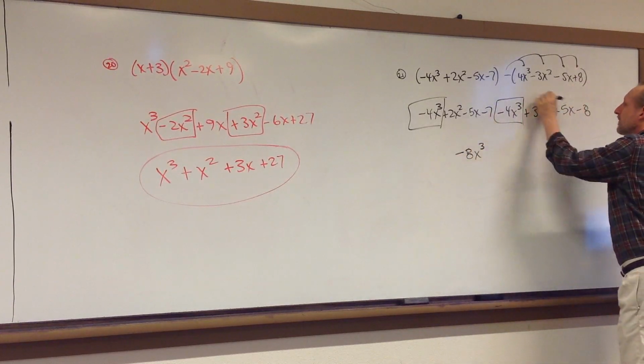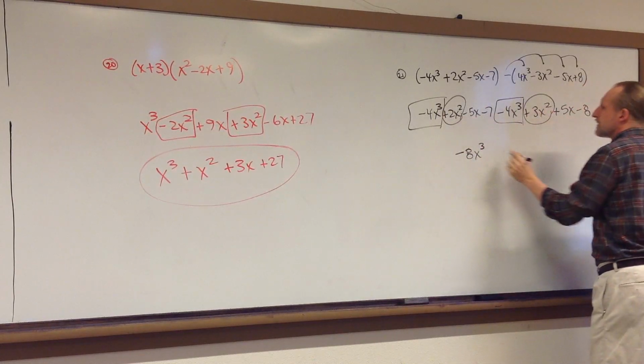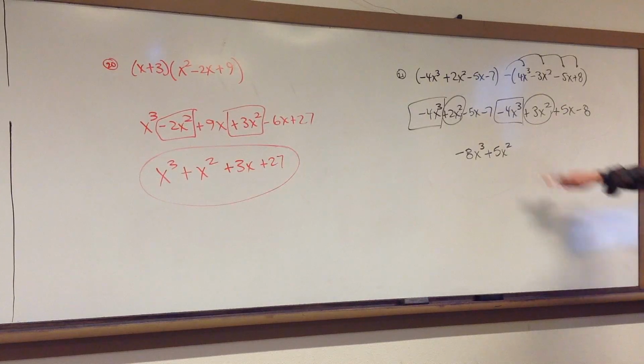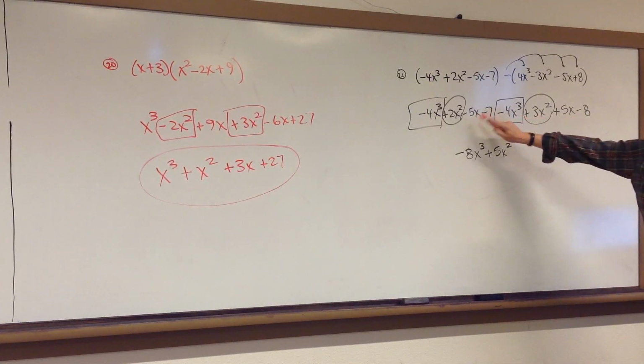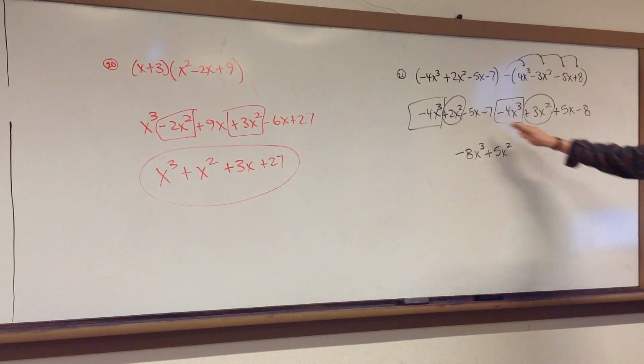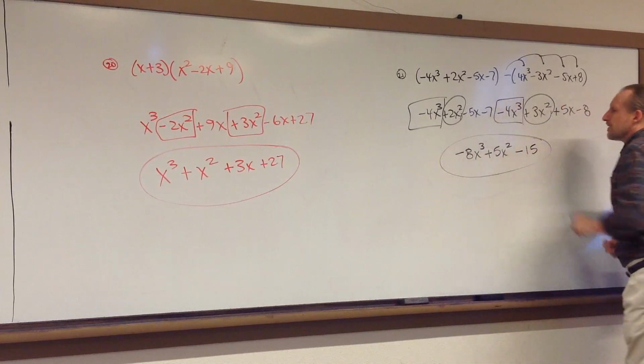Then we've got the squareds, positive 2x squared and positive 3x squared makes positive 5x squared. Now the x's cancel each other out. We've got negative 5x and positive 5x. That makes 0 x's. And then negative 7 and negative 8 makes negative 15.